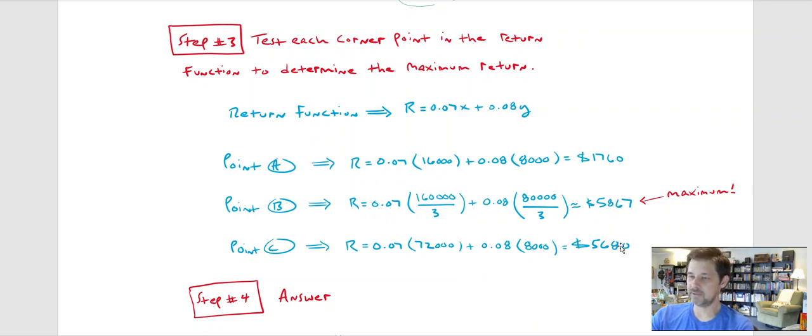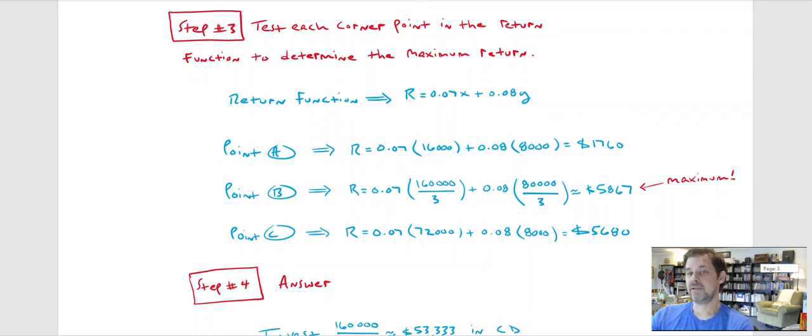Those are all in dollars. And then this one's the biggest. So you'll find your maximum at point B, just because that's the biggest number. And there's no other reason for it than that. So that's all we have to do in step 3.